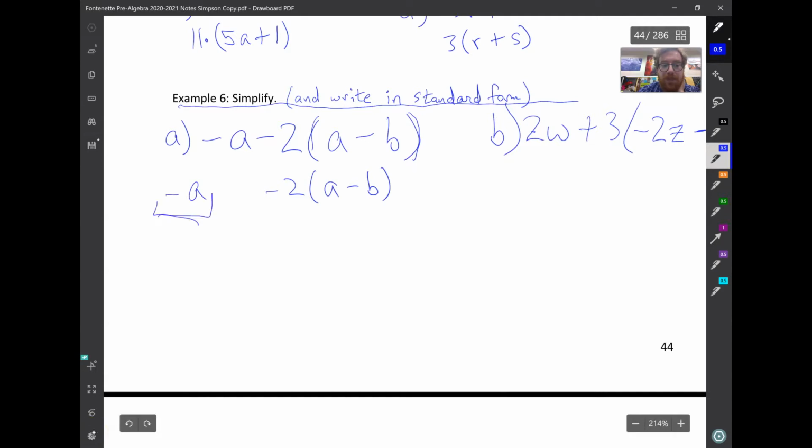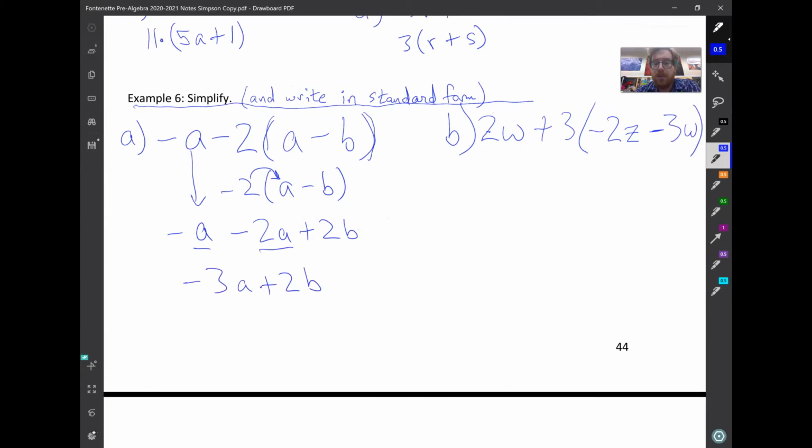Negative a is a separate term from the negative 2. So you don't include the negative a that's out here when you distribute the negative 2. So negative 2a is the first term because it multiplies the a. Negative 2 times negative b is positive 2b because the negatives cancel out. But this is still here out front, negative a. And now I have two like terms that have a's in them. And so I can combine those to get negative 3a plus 2b.